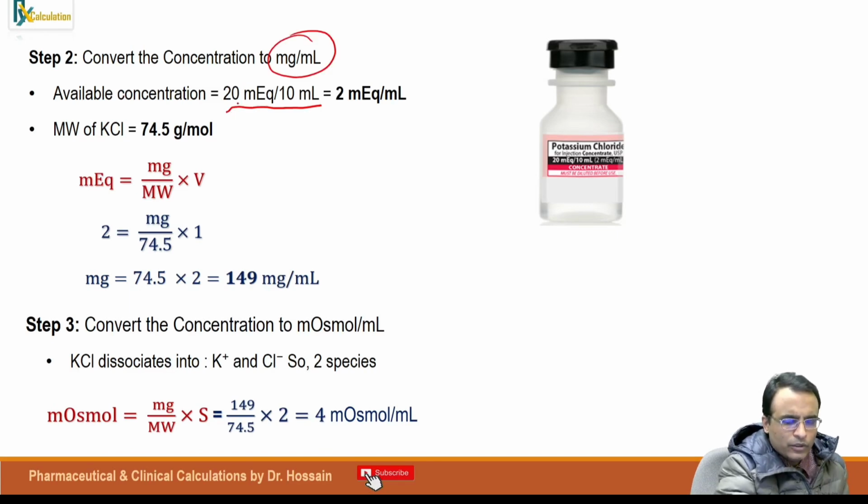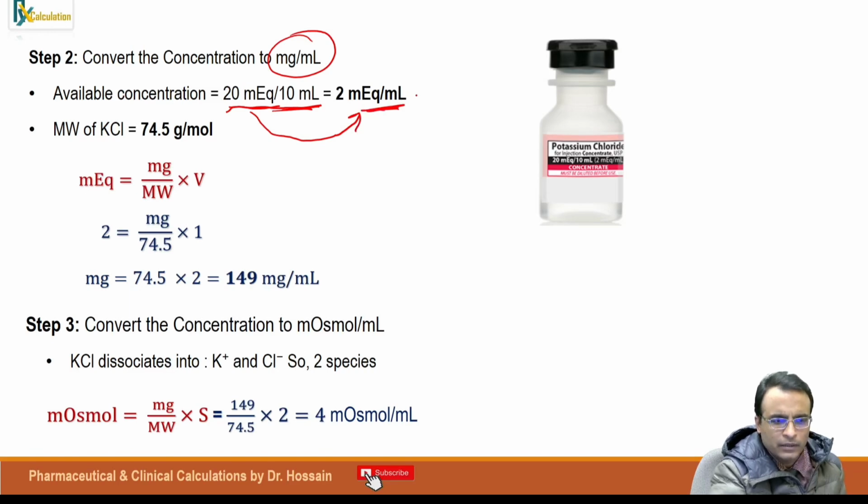So the available concentration is 20 milliequivalent in 10 milliliter. So first we need to simplify this. You need to convert this 20 milliequivalent per 10 milliliter to milliequivalent per milliliter, because we need to calculate milligram per milliliter. So I want to keep the same volume. Simply if you divide 20 milliequivalent by 10, it is 2 milliequivalent per milliliter.